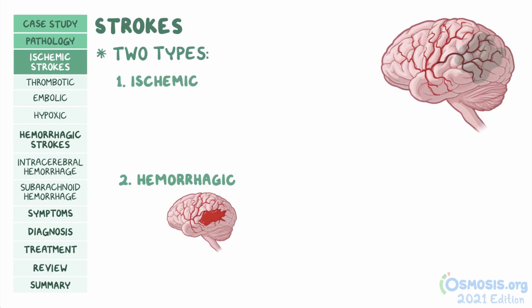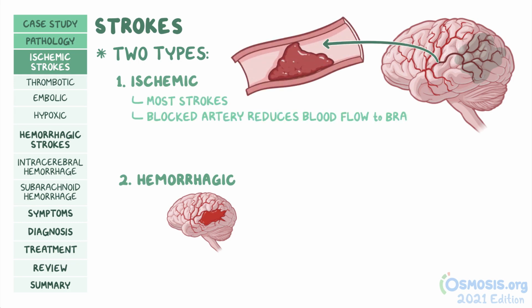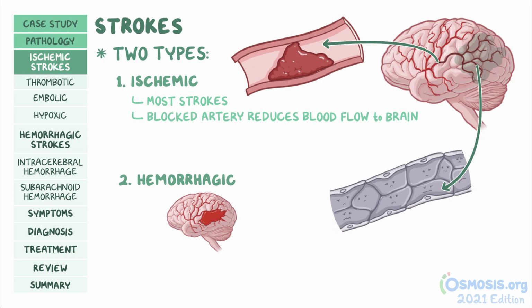Alright, now let's dive deeper into strokes. There are two main types of stroke, ischemic and hemorrhagic. Most strokes are ischemic, where a blocked artery reduces blood flow to the brain. Ischemic strokes can be classified into thrombotic, embolic, and hypoxic.